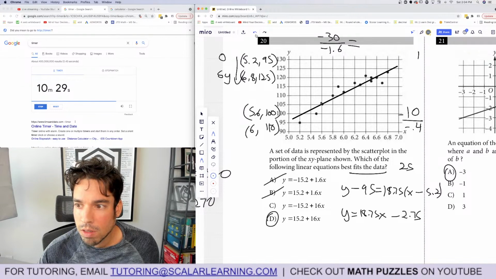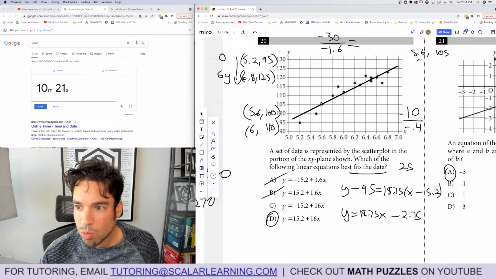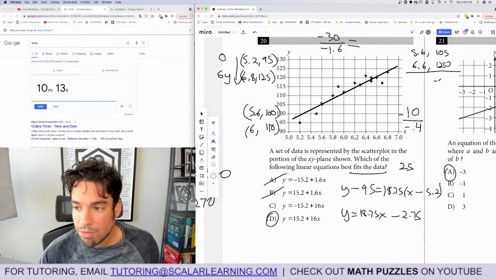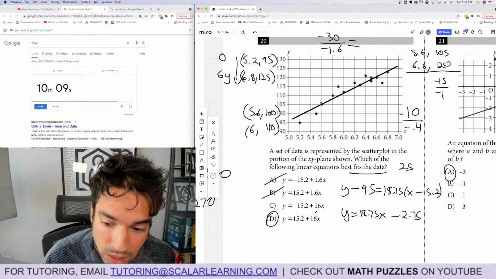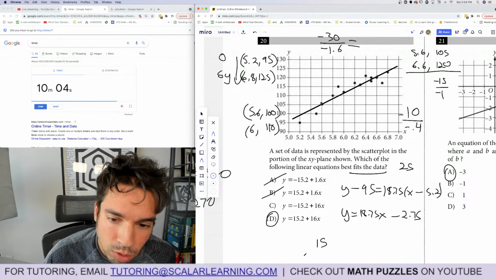Let's choose 5.6, 105, and this one, 6.6, 120. Well, look at this. Already the slopes are looking better. Maybe I just drew a really bad line of best fit. So that's negative 15 over negative 1. So it's a slope of 15, which is really good because that's close. So I'm probably on the right path. And then now we'll do point slope.